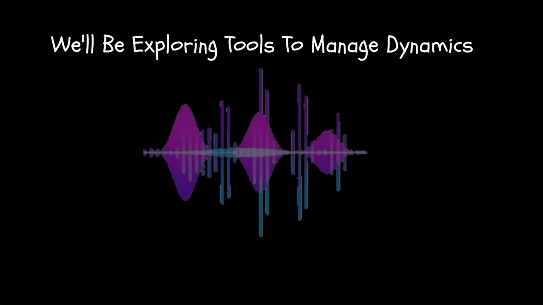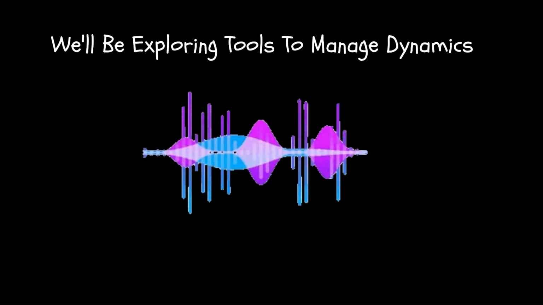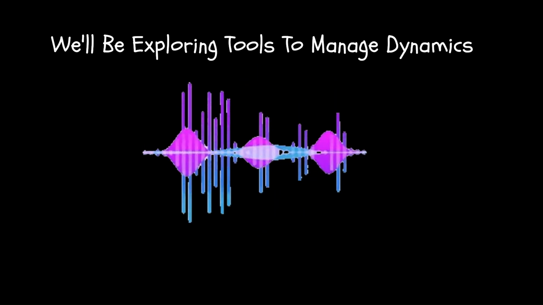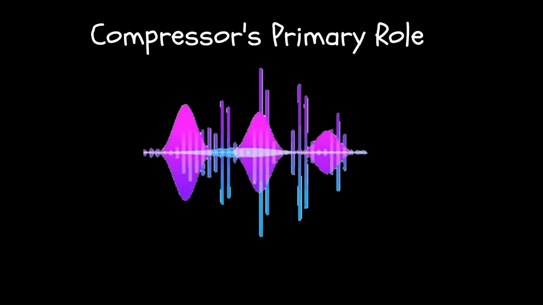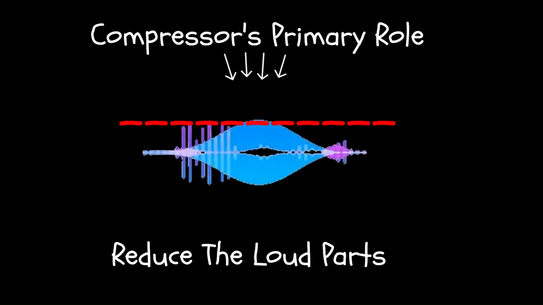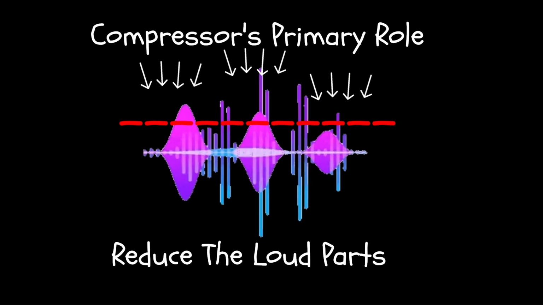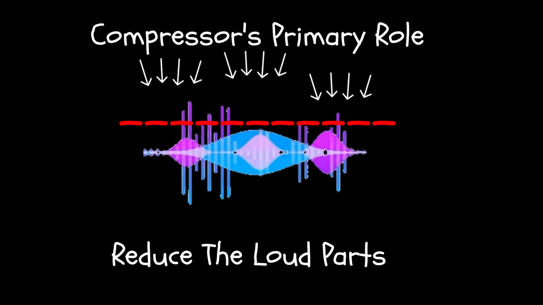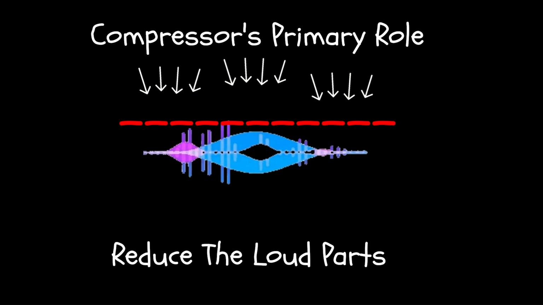So, as we move forward, we're going to be looking at several ways to manage dynamics because, after all, a compressor's primary role is to reduce the loud parts. So, there are many ways we can reduce the loud parts without ever using a compressor.